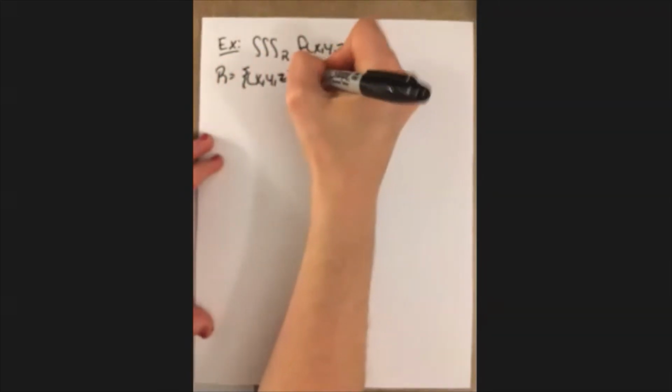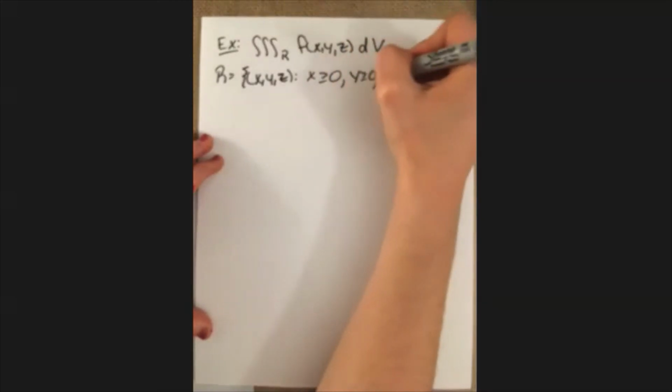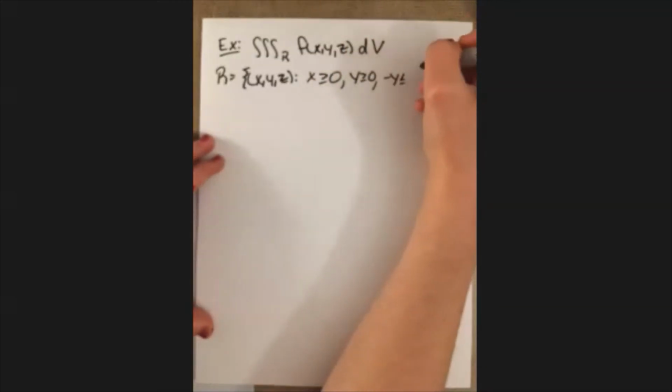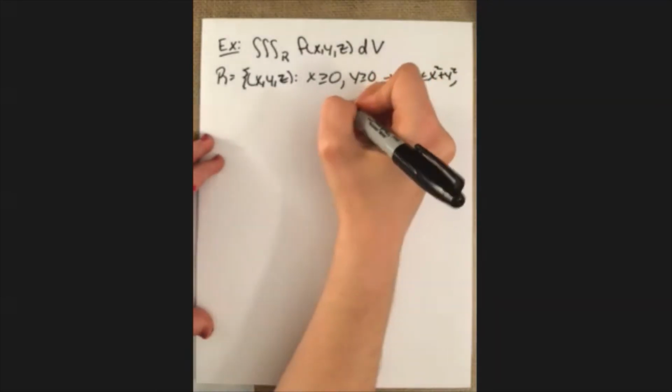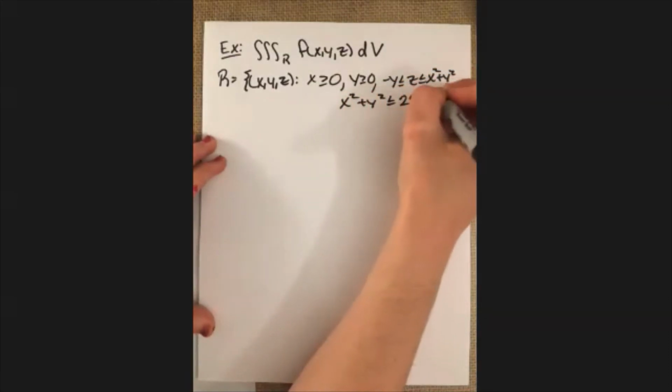the set of (x, y, z) such that x is greater than or equal to 0, y is greater than or equal to 0, and then negative y has to be less than or equal to z less than or equal to x squared plus y squared. And then finally, we also want x squared plus y squared to be less than or equal to 25.